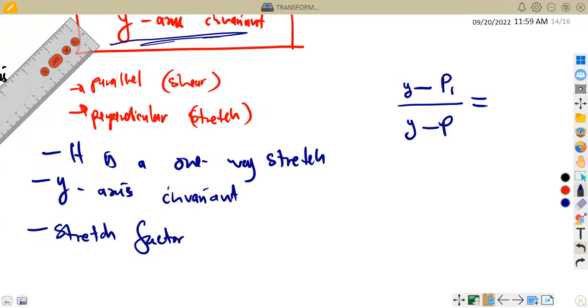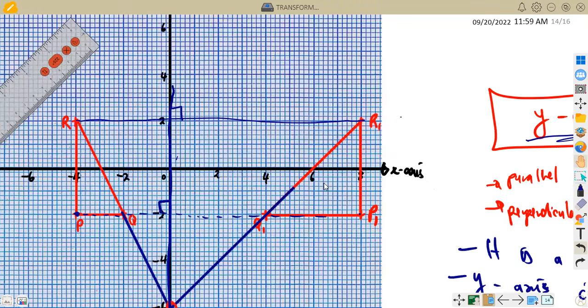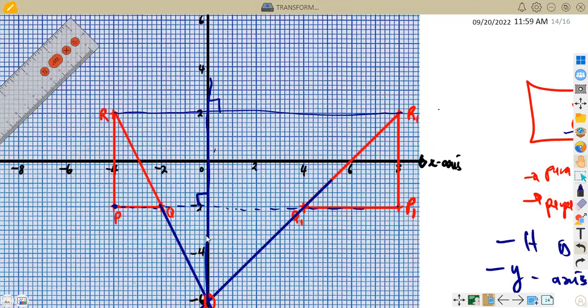Okay, so this is it. Let us go. This is our invariant line, which is our y-axis. From the y-axis to P1, what is the distance? The direction also matters. As you are coming from the invariant line going to P1, you're going to the positive. So you're going to calculate from the invariant line to P1.